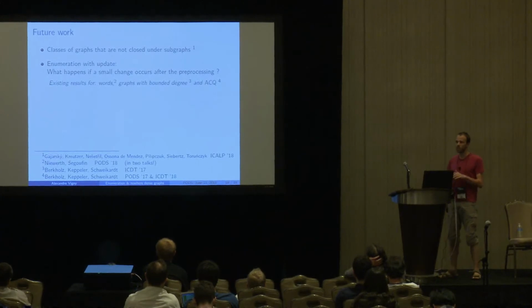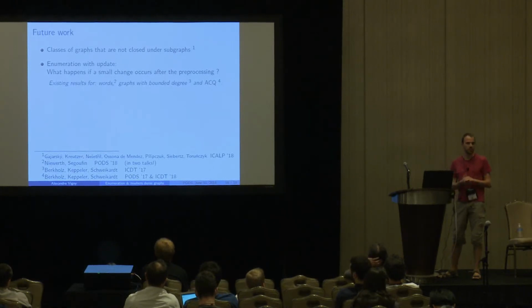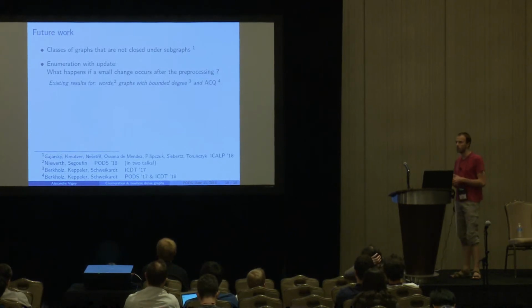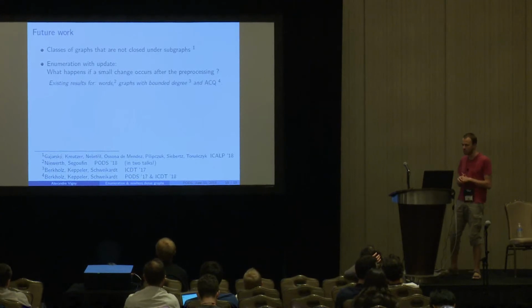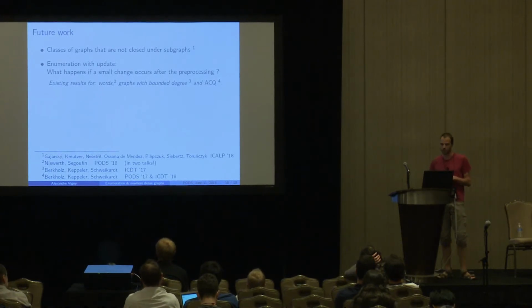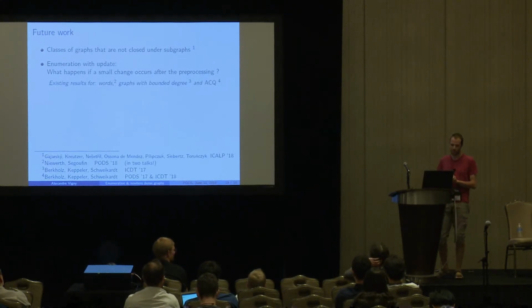The second possible improvement of our work is enumeration with updates. Here we assume that we are in a scenario where we can enumerate the solutions efficiently, but what happens if someone changes something in the database after we've built the index? Do we have to compute it from scratch all over again, or can we rebuild it in, let's say, logarithmic time or constant time? There has been lots of work recently in previous PODS and ICDT. One of them will actually be in two talks, and that's it. Thank you.